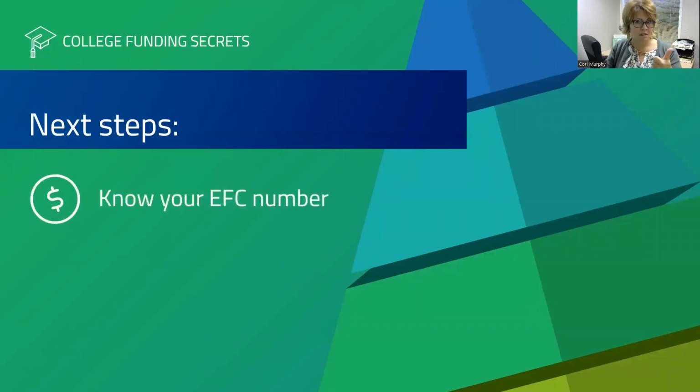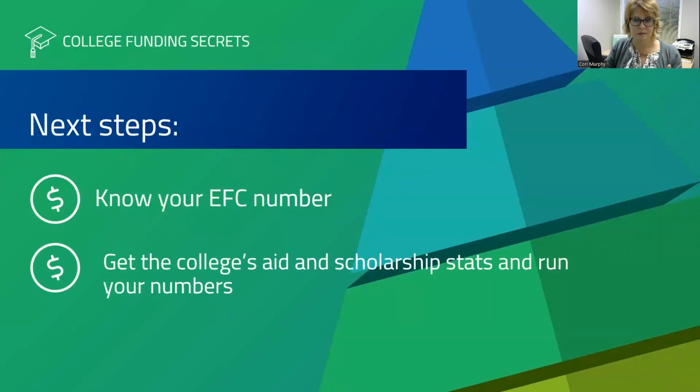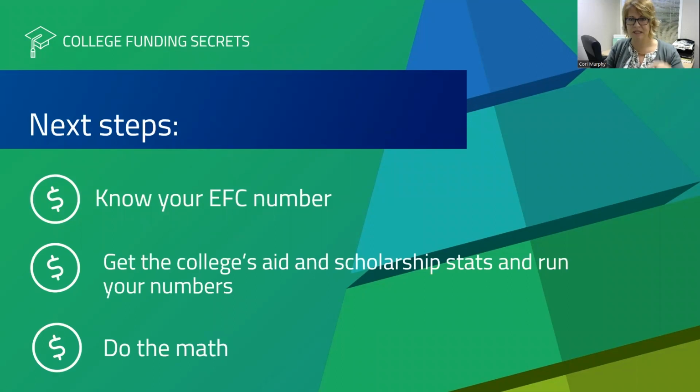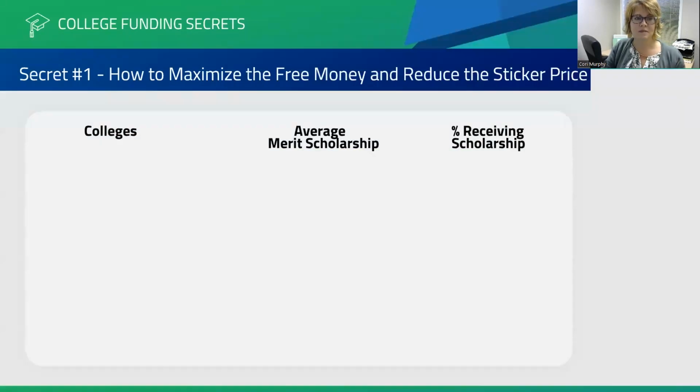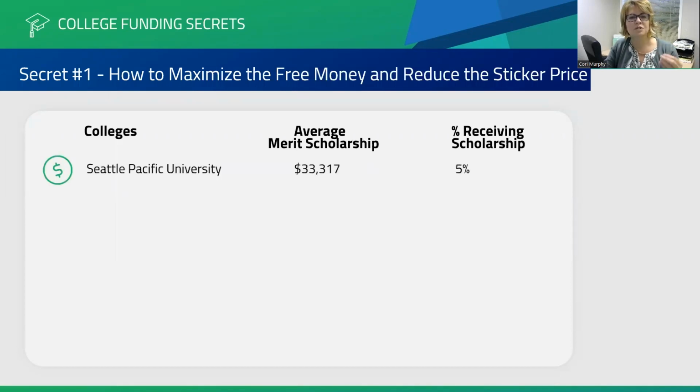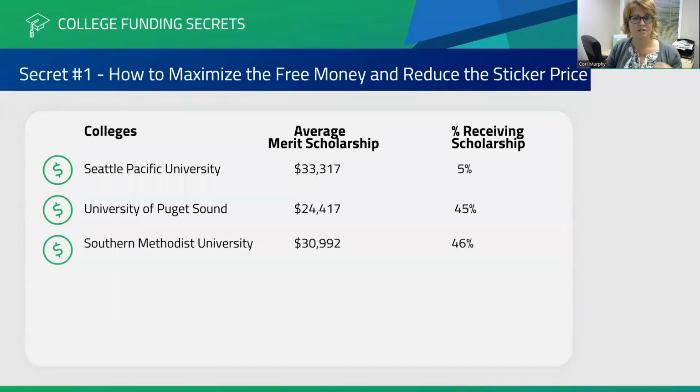Okay, so next steps. Now that we are going to know our EFCs going in and we understand the math, we need to get our hands on the college's aid and scholarship stats and run those numbers specifically for your family and your kiddo so you know what is coming down the pike. Okay, so let's look at some schools. I normally don't want to get hung up on names of schools, but we will in this segment of our presentation.